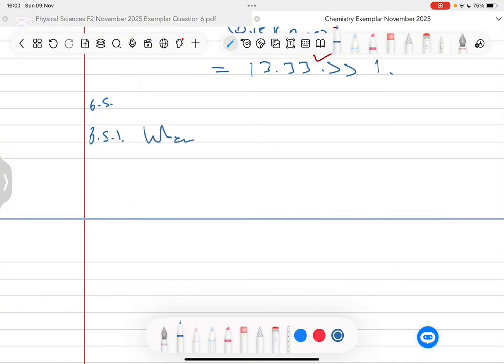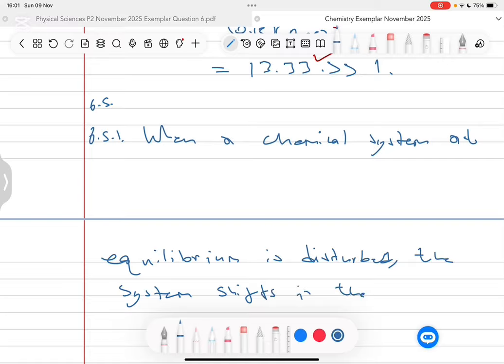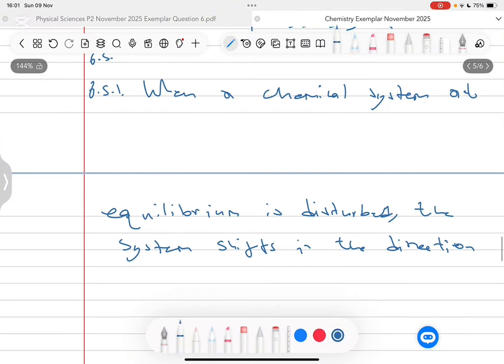Le Chatelier's principle says that when a chemical system at equilibrium is disturbed, the system shifts in the direction that minimizes or cancels the disturbance.